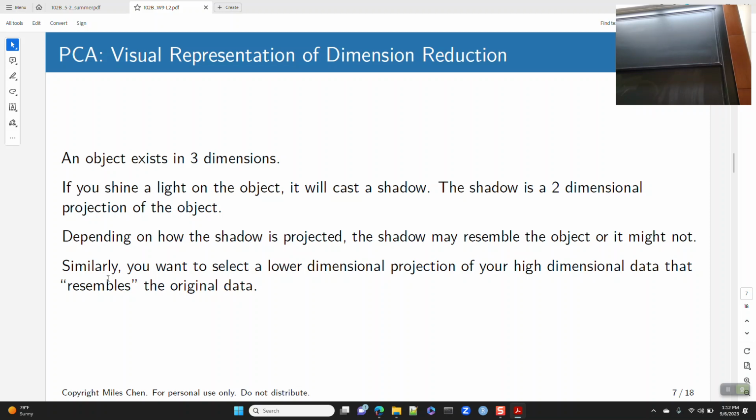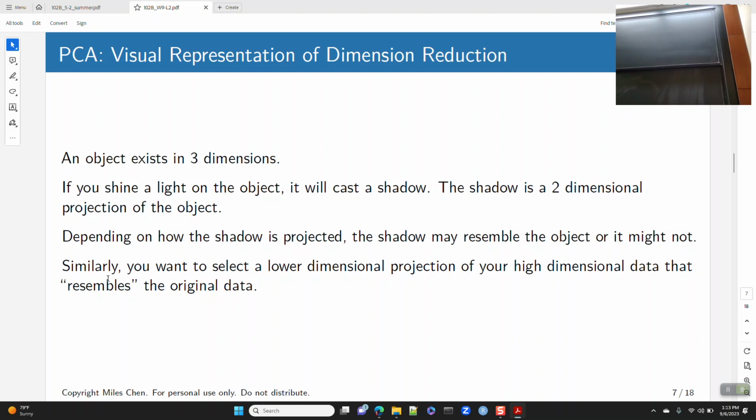Is this a lipstick? Is this a flashlight? What is this, right? It's very difficult to tell, depending on how I rotate this 3-dimensional object and the 2-dimensional shadow it casts. So the idea of PCA is that dimension reduction is basically rotating a higher dimensional object in whatever space. Here I'm rotating it in 3D, and it's being reduced down to 2D.